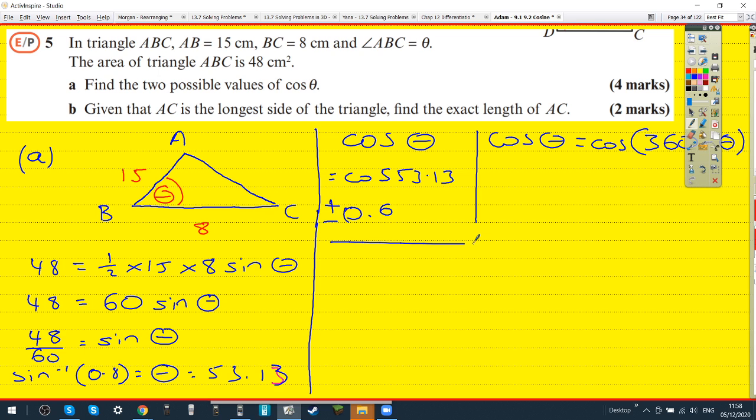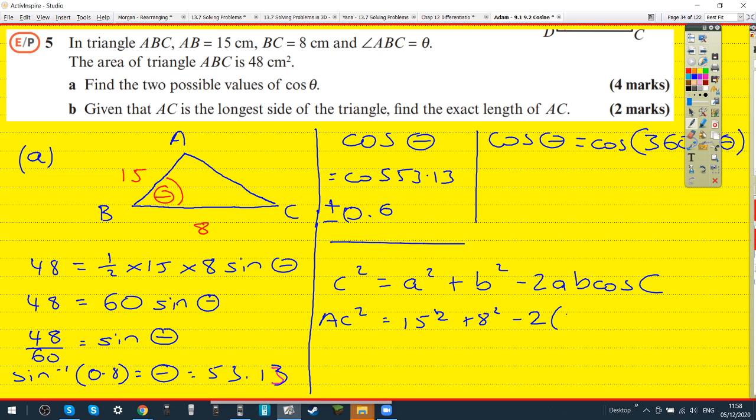You could use the cosine rule for this. Yep, well done. C squared equals A squared plus B squared minus 2AB cos C. So C squared is unknown, so it'd just be C squared equals AC squared, so 15 squared plus 8 squared minus 2 brackets 15 close brackets 8 close brackets cos theta.